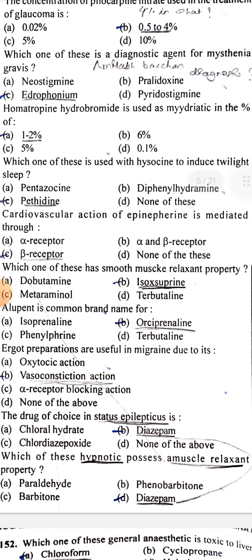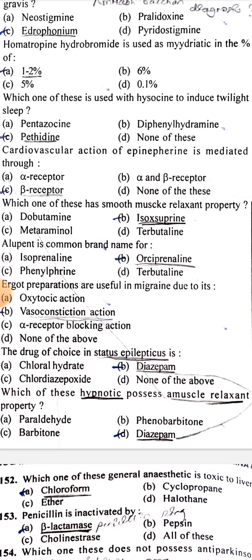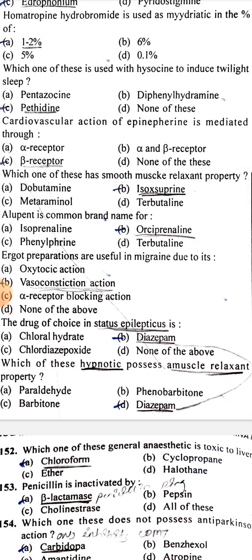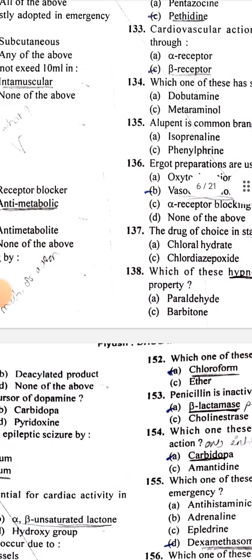Which one of these has smooth muscle relaxant property? Isoxsuprine. Alupent is a common brand name for orciprenaline. Ergot preparation are useful in migraine due to its vasoconstriction action. The drug of choice in status epilepticus is diazepam. Which one of these hypnotic possesses a muscle relaxant property? That is diazepam.